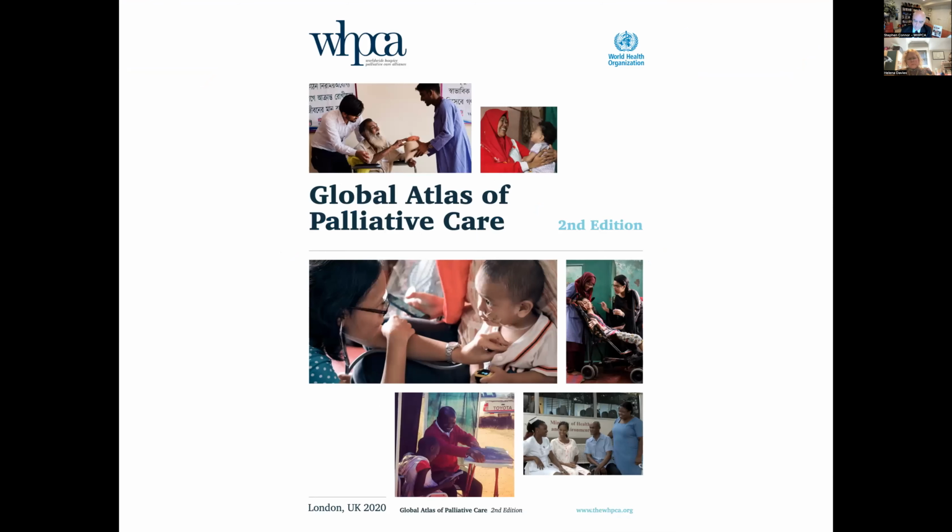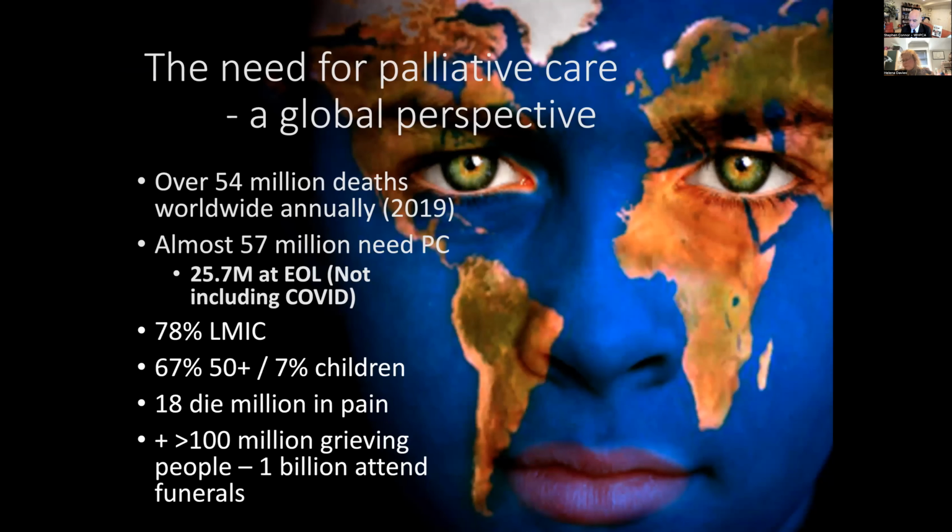In terms of the status of palliative care globally, we are in official relations with the World Health Organization, and we publish jointly with them the Global Atlas of Palliative Care, which paints a picture of palliative care globally. Some of the data that we'll share with you comes from that atlas. If you haven't seen the atlas or you don't have it, you should download it from our website. It's a very valuable advocacy tool.